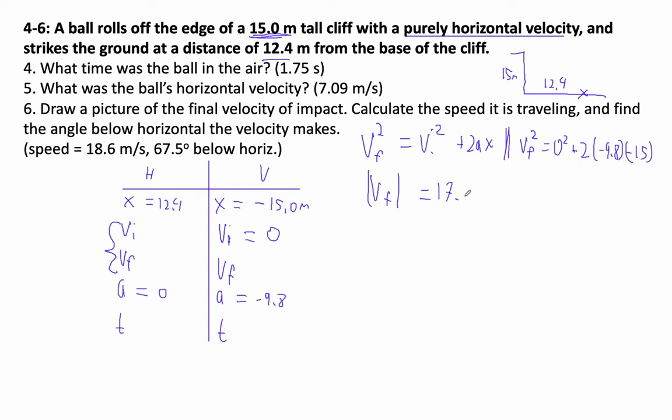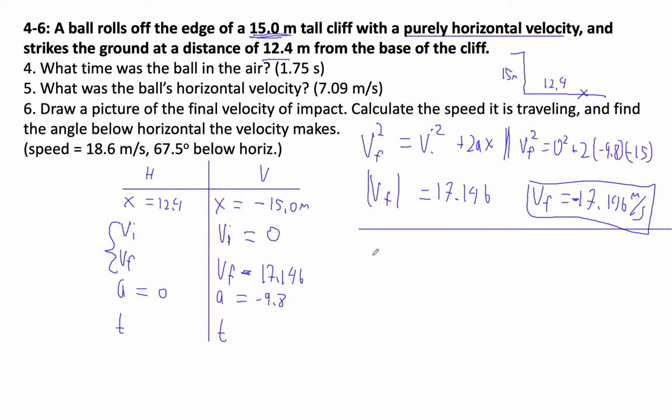17.146, right? But we're going to say it's negative 17.146 because it's going down, right? The vertical velocity would be negative. So we choose negative 17.146 meters per second as our answer. All right, and then let's figure out the time it takes to hit the ground.